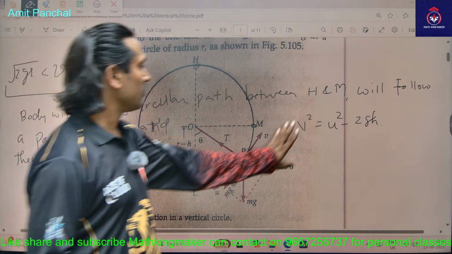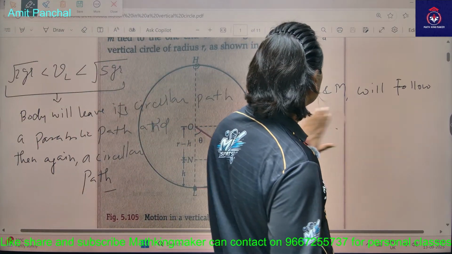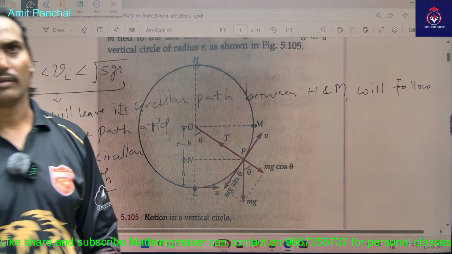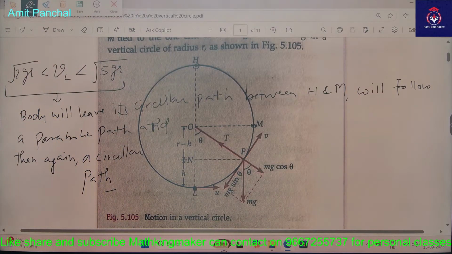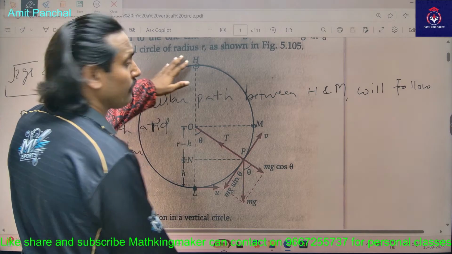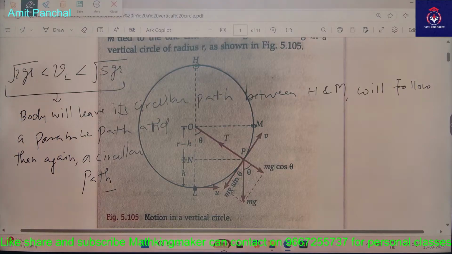So from that we derived u square minus 2g into 2r, u square minus 4gr is equal to 5gr minus 4gr. So that is the minimum, or you can say it is a critical velocity at the highest point. We are talking about the highest point. After that there will be the scenario of whether it will leave or oscillate.